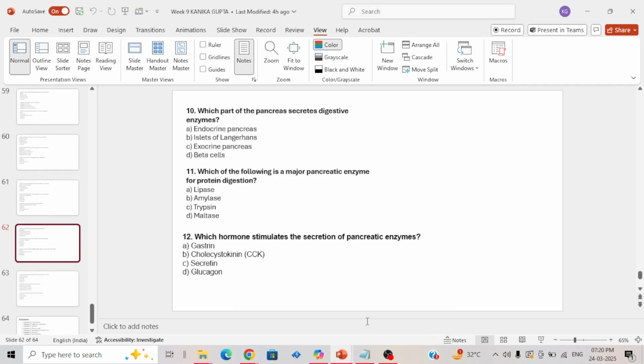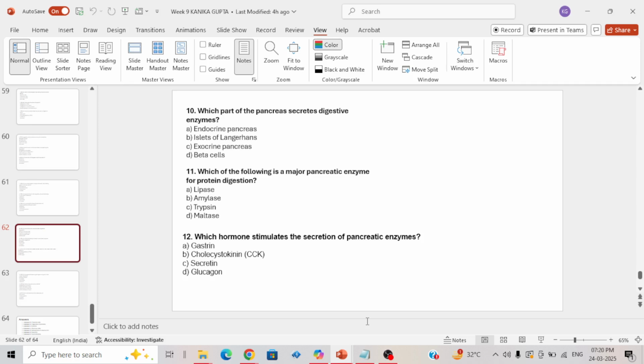Next question. Okay, this is the last slide of questions we'll be discussing. Which part of the pancreas secretes digestive enzymes? Question number 10. Exocrine pancreas. We've discussed just now that it is the exocrine pancreas.